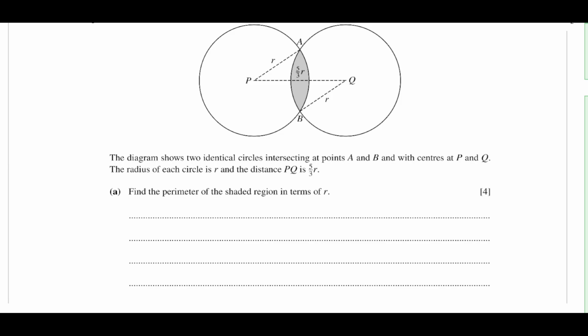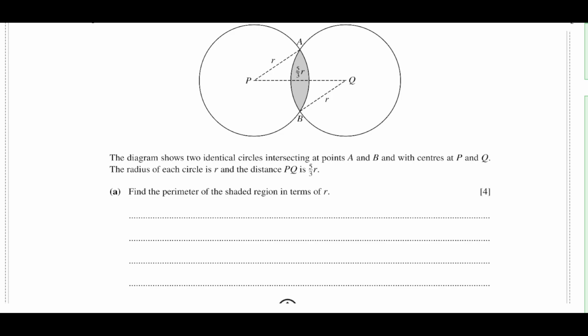The diagram shows two identical circles intersecting at points A and B. We can see that they are intersecting at A and B, with centers P and Q. The radius of each circle is R. And the distance PQ is 5 by 3 R. Find the perimeter of the shaded region.